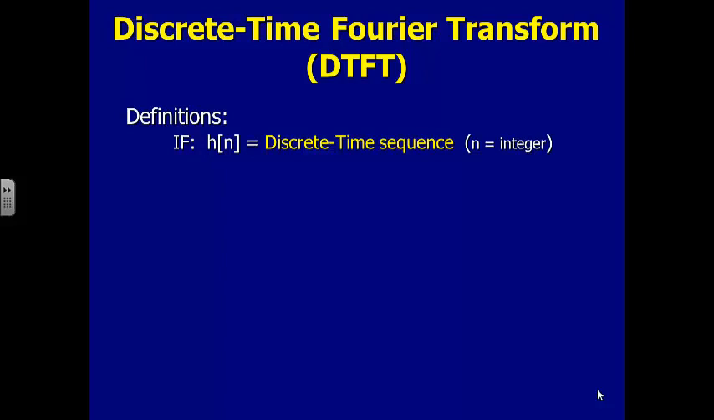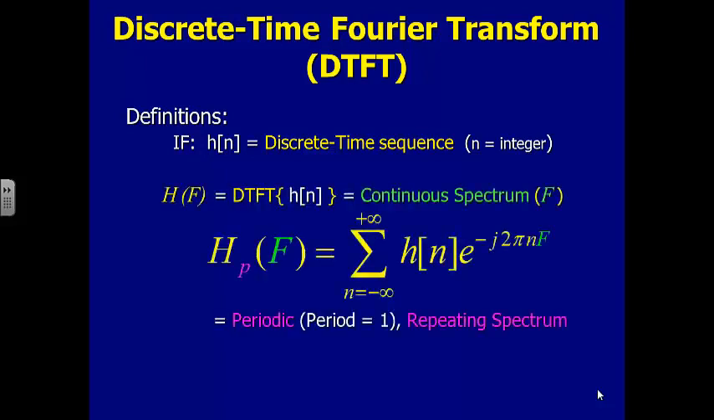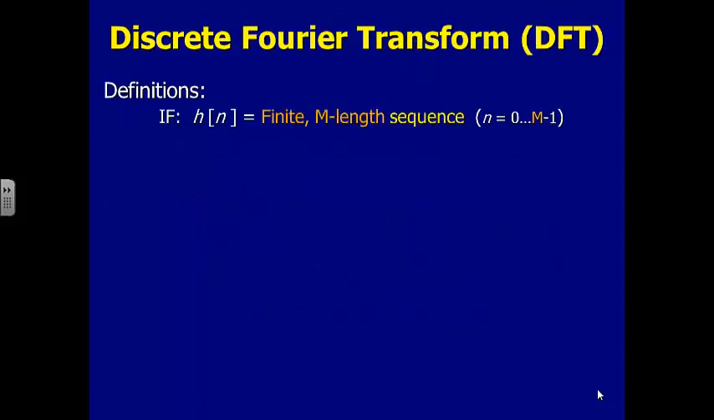Well, the DTFT, we also know the definition of that. We've already studied that. It's a summation over all the sample values of our time function multiplied by e to the minus j2 pi n capital F, where F is a continuous variable, not a discrete variable, a continuous one. So the discrete time Fourier transform spectrum is a continuous spectrum, but it's periodically repeating.